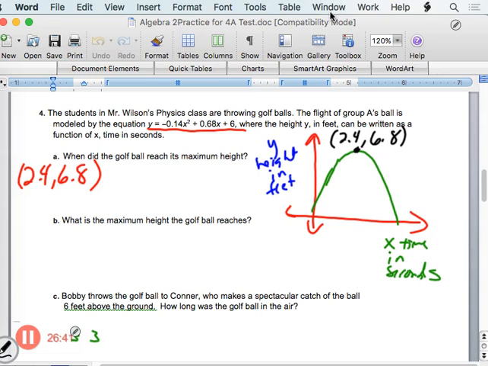So, when did the golf ball reach its maximum height? Got to be one of these two. Which one of those is a when? 2.4? How do we know? X is time in seconds. That's a when. That is 2.4 seconds. What's the maximum height? Yeah, that's our height right here. The Y value is height in feet.